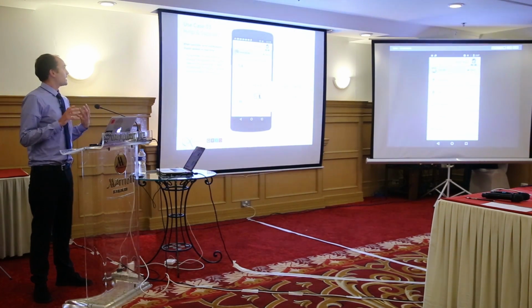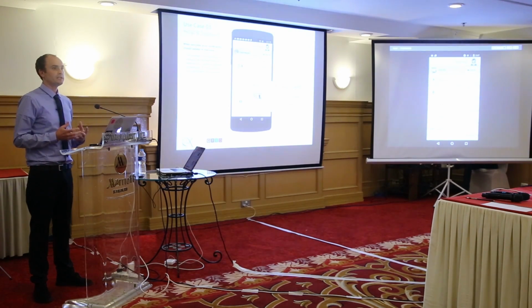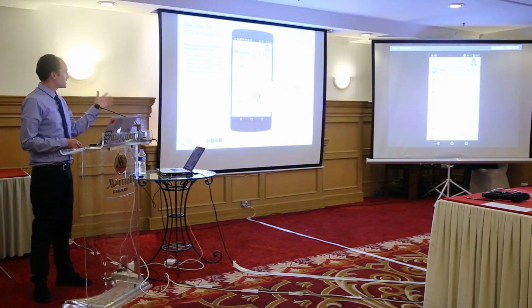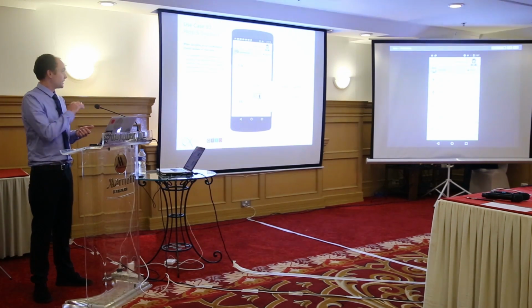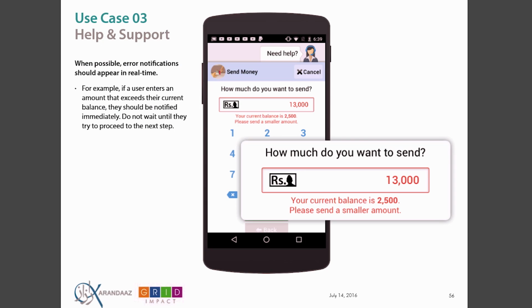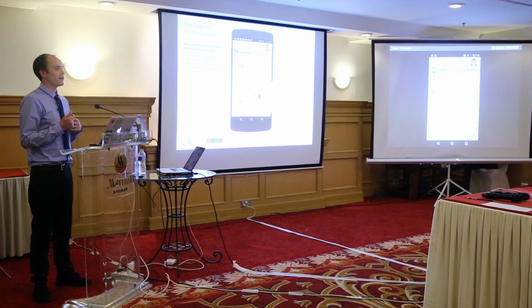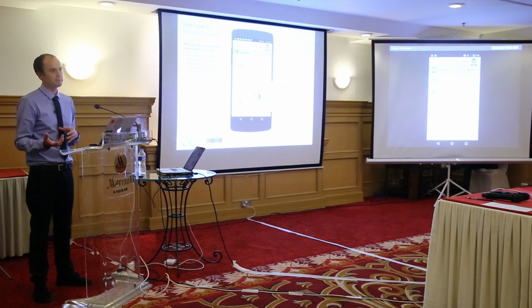When possible, error notifications should happen in real time and shouldn't wait for the user to try to progress before they're told they made a mistake. So in this example, the user is typing in how much money they want to send. They've typed more than what their current balance is, and they're being notified of that right away. It becomes red, there's a little explanation, shows them what their balance is. So they're not trying to go to the next step and then realizing they made a mistake and feeling bad about it. They're getting real-time feedback.